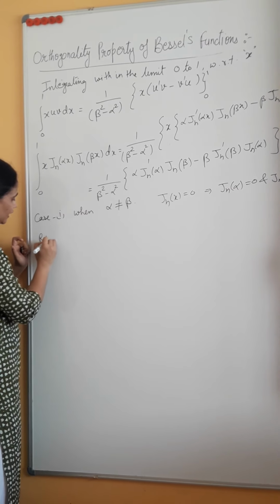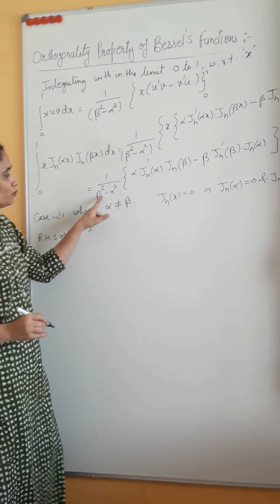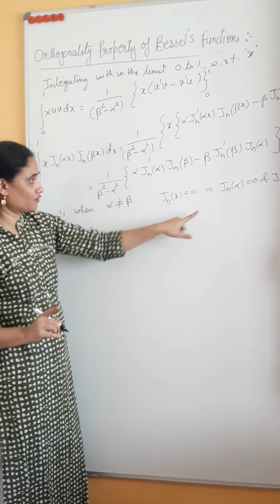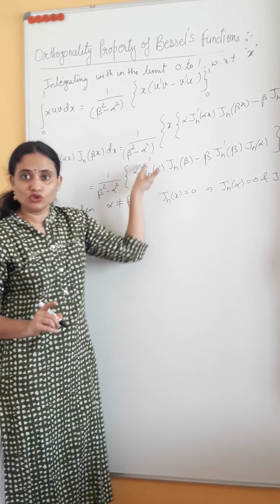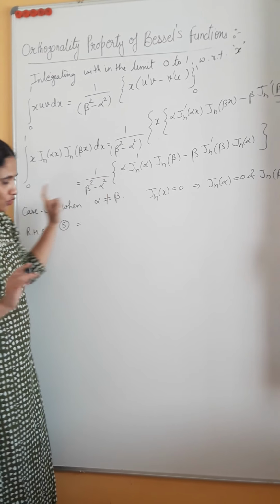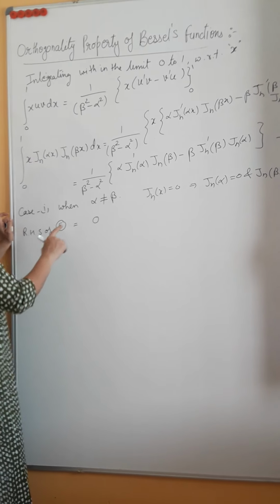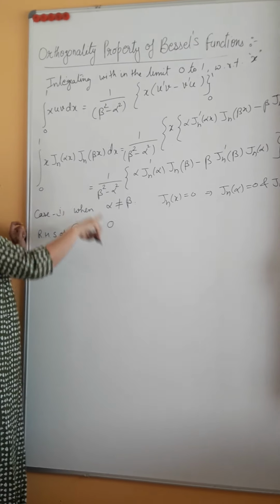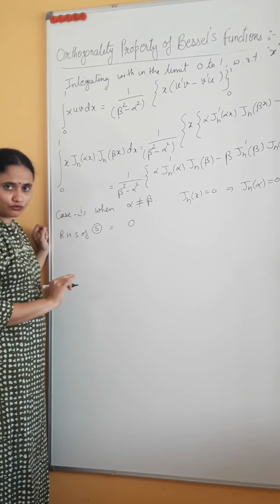So right hand side of 5. We are considering numerator, denominator is non-zero. Numerator is, if I substitute these values here, Jn beta is 0, Jn alpha is 0. So numerator becomes 0. So 0 divided by non-zero value, that means right hand side is 0. So what does the property say? When alpha is not equal to beta, this integral must be equal to 0. So that first part we have proved.